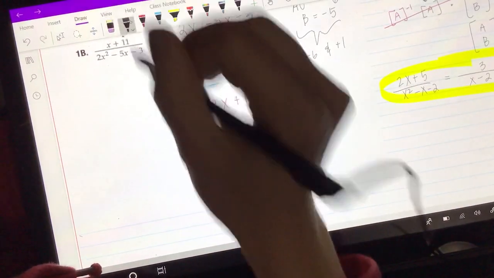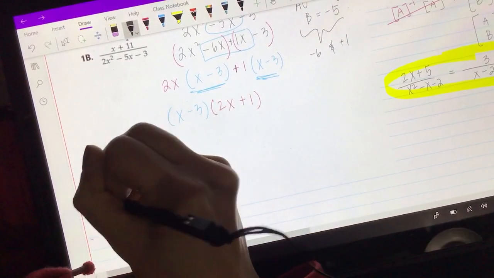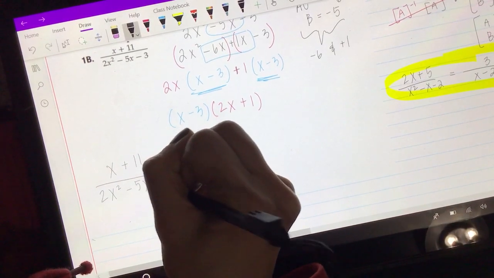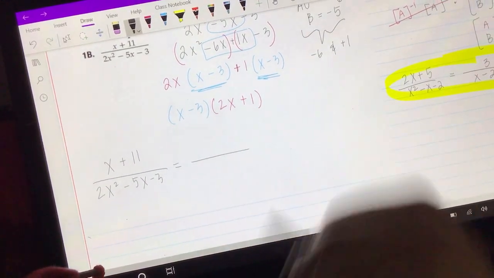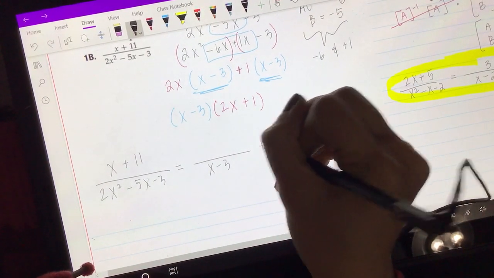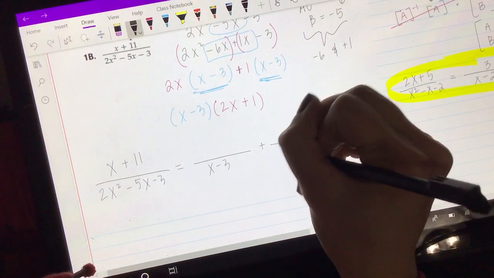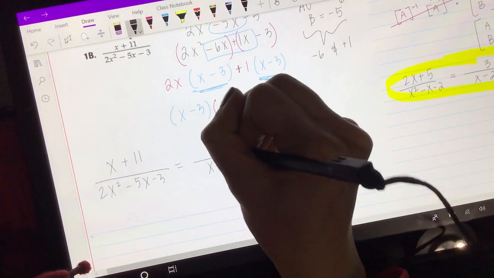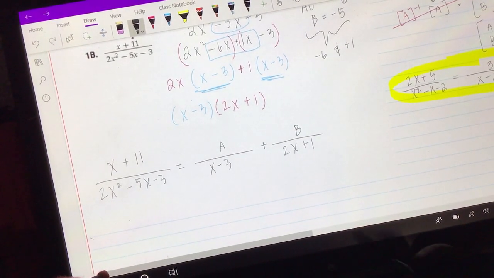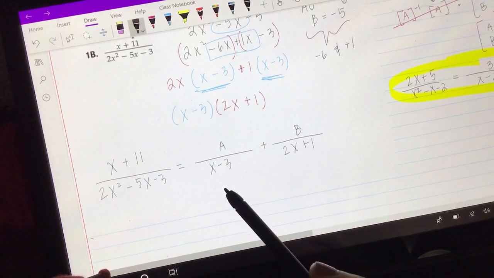So now that I know my factors, now I can write this out. So I have x plus 11 over 2x squared minus 5x minus 3 equals blank over x minus 3 plus blank over 2x plus 1. I'll label my numerators as a and b. Now that we're here, go ahead and pause if you haven't already and see if you can work the rest of this problem out.